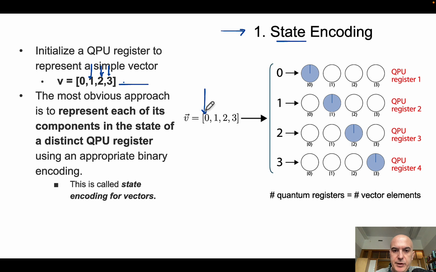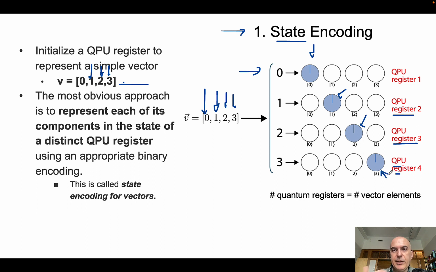For the first element, that is 0, we're going to have our QPU register 1, and then we encode 0. For the second element, the value is 1, we're going to use a second register, and then we're going to encode 1 here. The third element, we have an additional QPU register 3, and then we encode state 2. And finally, we have the fourth element, and we're going to use a fourth QPU register and encode the value 3.